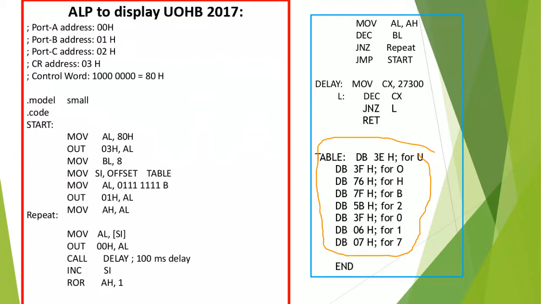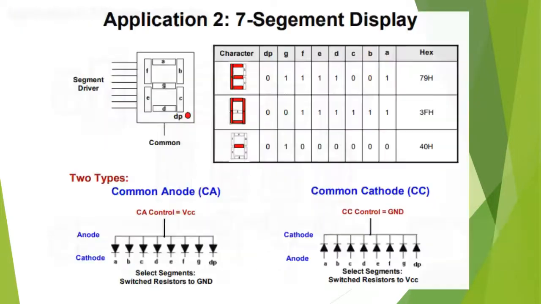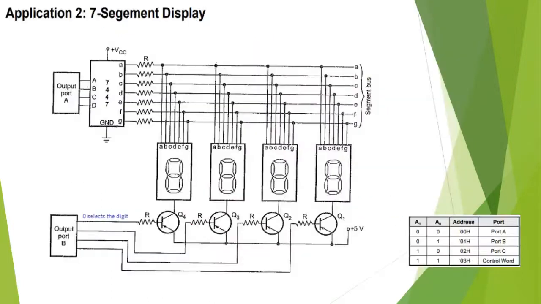Table E. So for U, the table is 3EH. If you determine it that way, okay. So for U, what will be the data? For O, what will be the data? It is already 3FH. And for H, what will be the data? So on, they are like that.